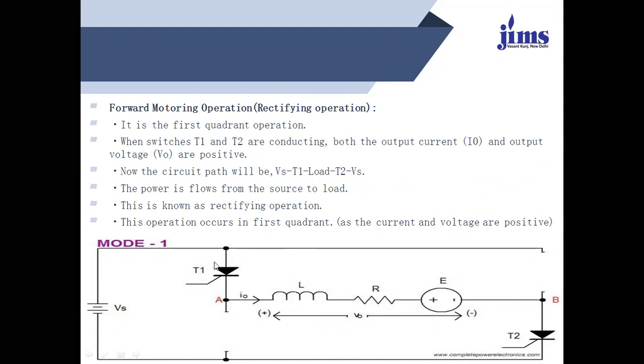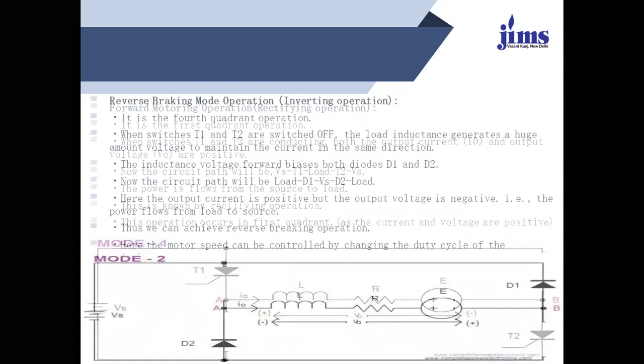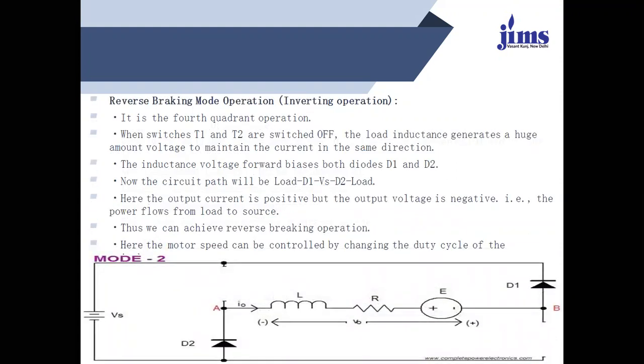So for the operation of T1 and T2 conducting, the supply with load will be operating like this. Next mode is the inverting operation, a reverse braking mode operation. It is the fourth quadrant operation. When switches T1 and T2 are switched off, the load inductance generates a huge amount of voltage to maintain the current in the same direction.